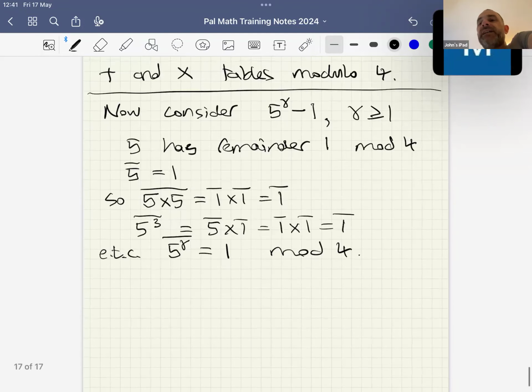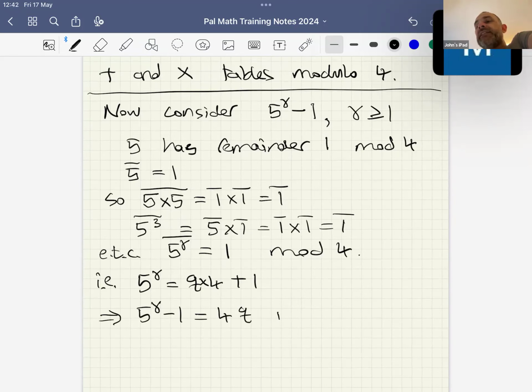Okay, so i.e., we can write 5 to the gamma is a multiple of 4 and a remainder of 1, where q is some number. And so when we subtract 1 from both sides, we get 4q is divisible by 4. And the exclamation mark there is not factorial, it just means that's interesting.